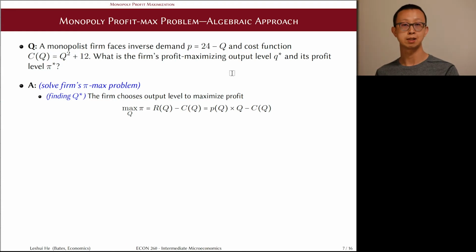We'll follow exactly the same steps in solving the profit maximization problem under perfect competition. We will first write down the firm's profit function, and then take a derivative to solve for the optimal output level through the first order condition. The optimization problem is to maximize the profit, which is just the revenue minus the cost. The difference here from perfect competition is, again, that the price is now a function of quantity.